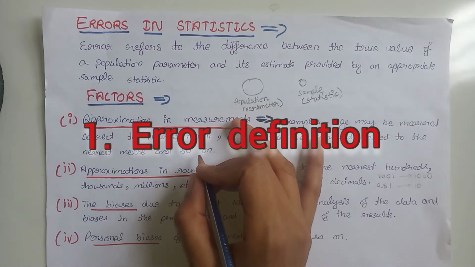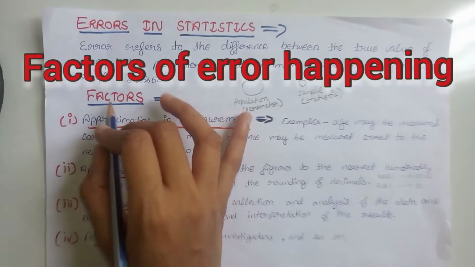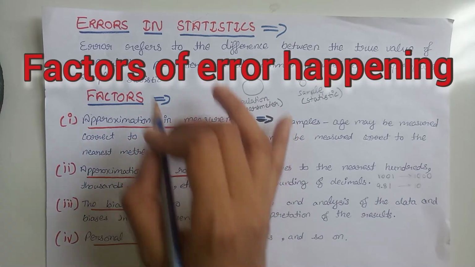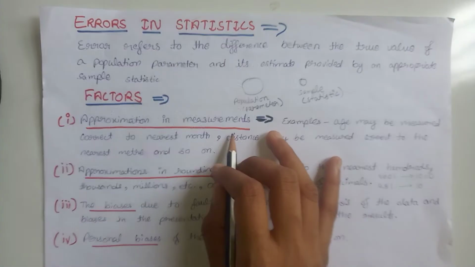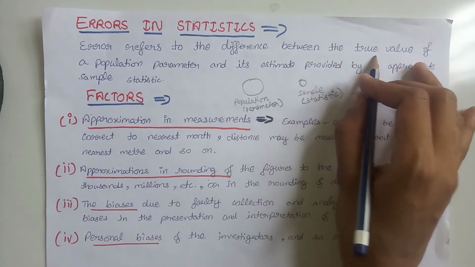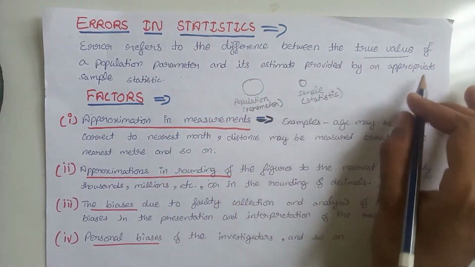In this video, we are going to study the definition of error in statistics and some main factors because of which error occurs. So firstly, see the definition of error.